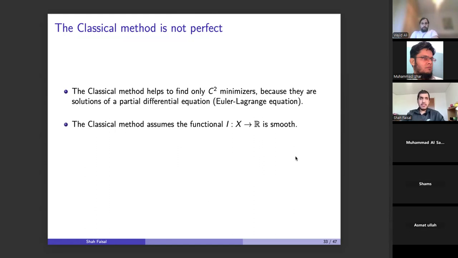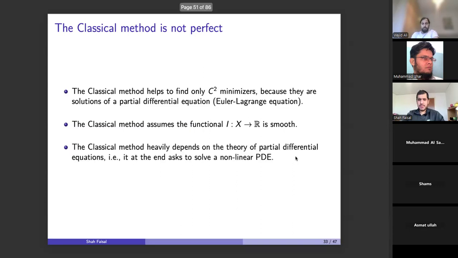Okay. Secondly, the classical approach assumes that the function is smooth. That's why you can differentiate it. But in real life, you will face functions or functionals that are not smooth. So the classical method would not apply to that. Third is that the classical method depends on the theory of partial differential equations. So sometimes you face very horrible partial differential equations to solve. For example, the one with minimal surfaces is a very complicated PDE to solve for general curves. And so sometimes it leads to more serious problems in partial differential equations.